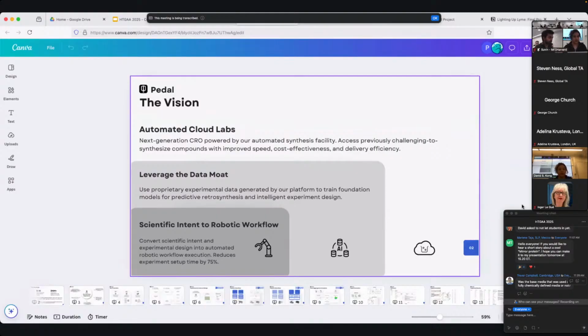I'm not sure how much I'm a believer in the notion of a fully automated cloud lab. I do think humans will have to be in the loop for the next few years, but the next generation CRO looks very much like an automated cloud lab in which a lot of things are automated away. So I'll close for now, and we'll take any questions.